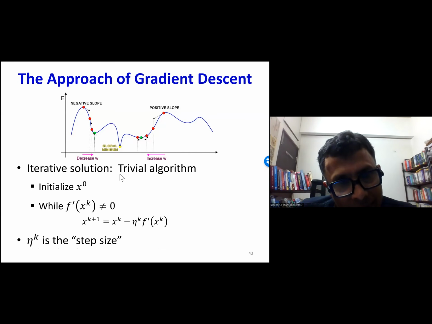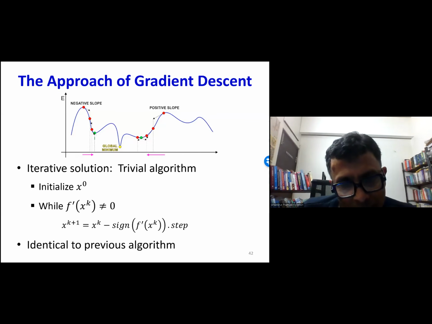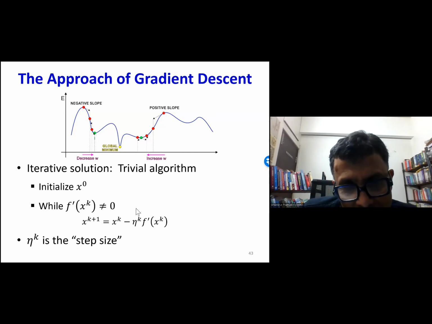And I can compact this even further. Instead of checking the sign, I can just use the derivative itself, because the sign of the derivative is actually in the derivative, right? And so I can say xk plus 1 is xk minus some constant step size times the derivative. And so I keep updating x using this iterate until the derivative is 0. This is my gradient descent rule, right? Is this making sense?